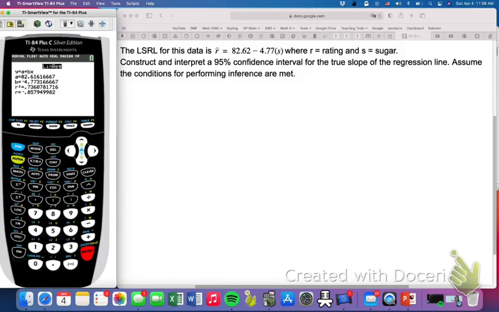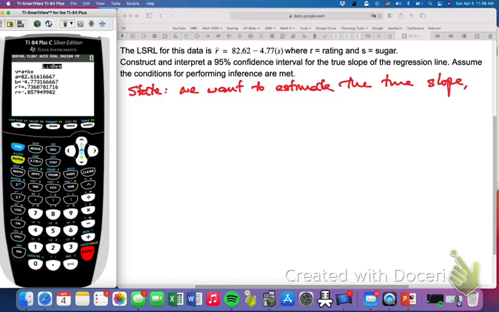Okay, so to begin this confidence interval construction, we say we want to estimate the true slope. Now the true slope has a symbol, just like the true mean. Population mean is mu, population proportion is p, population standard deviation is sigma. Those kinds of things. So the true slope has a symbol. It's beta.